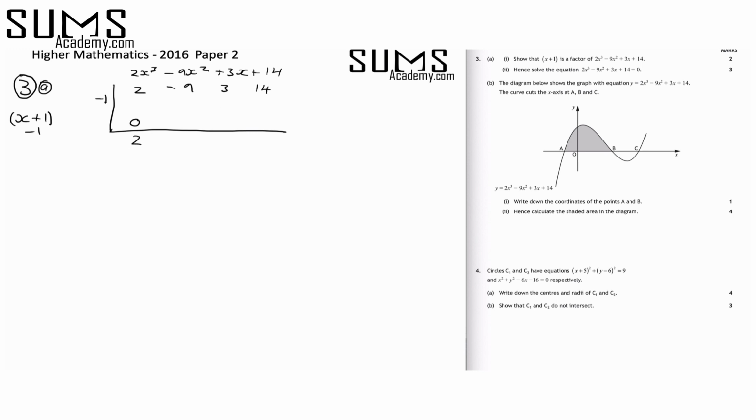So 2 times minus 1 is minus 2, okay? So minus 9 plus minus 2 is minus 11, and then times that by minus 1 is going to be positive 11. And then you add 3 to 11, which is 14, times 14 by minus 1, you have negative 14. So here we have 0, and yeah, we write a statement like the remainder is 0, therefore x plus 1 is a factor.